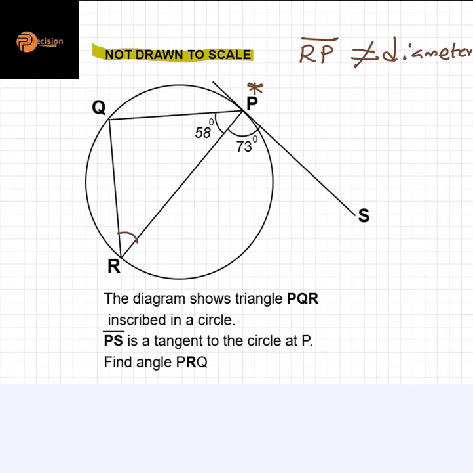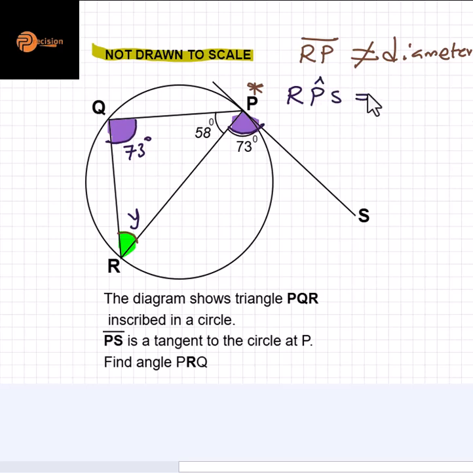We can employ the alternate segment theorem, which says that the angle formed at this very point here is equivalent to the angle formed here. And if that is the situation, it simply means we can easily solve for this very angle. So let's call this angle y, or any variable, and then we know that this angle is 73 degrees as well. So we can say that RPS, this is our focus, is equal to angle RQP. This is our focus, reason being the alternate segment theorem.